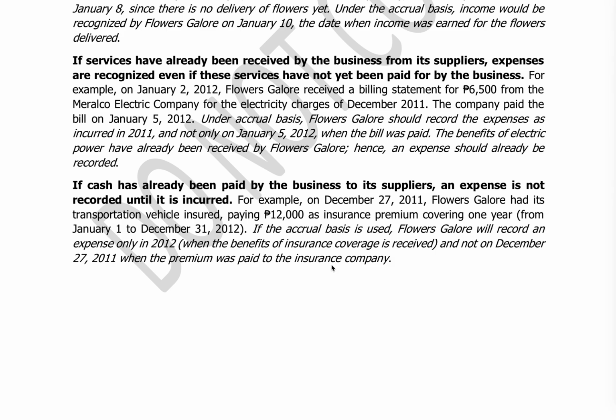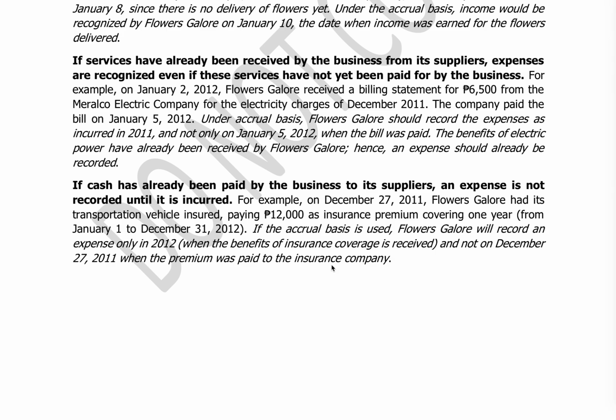But, ano sabi? For example, January 2, 2012, Flowers Galore received a billing statement of 6,500 from Meralco. Ganun ang usual example. Yung mga electricity, yung mga water, diba? Pag nakatanggap ka ng Meralco bill for the past month yan, sinasabi sa'yo, this is your billing for the past month. Please pay at the end of the month. Ganun lagi. So, kung next week ka pa magbabayad, next week ka pa mag-recognize ng expense?